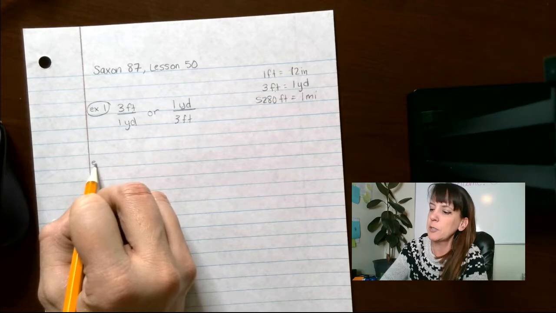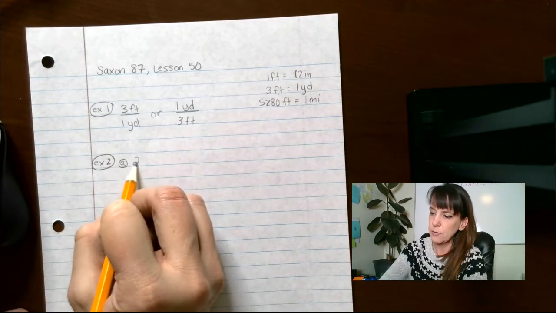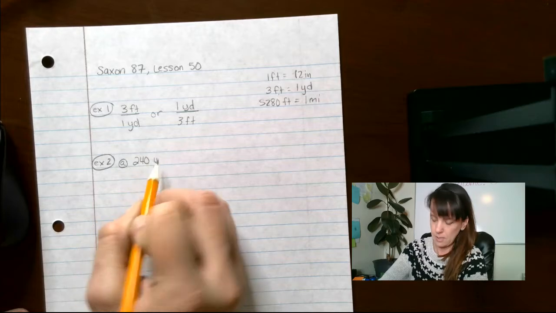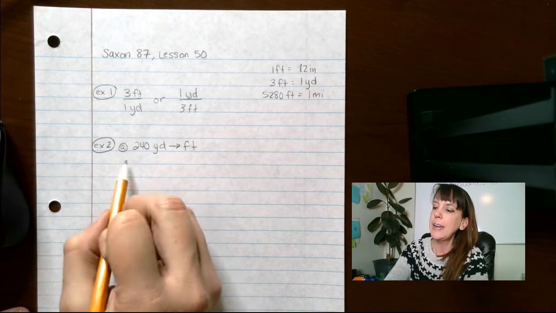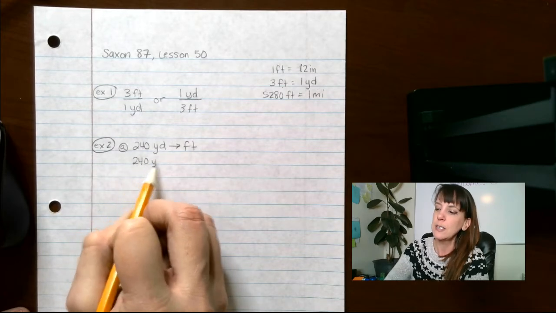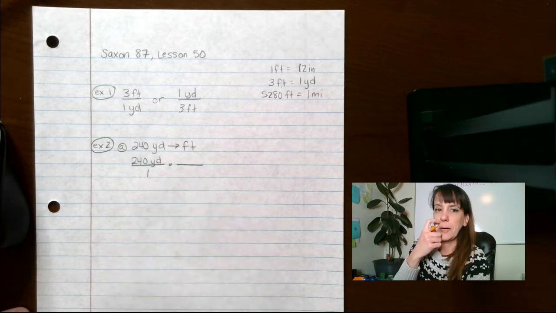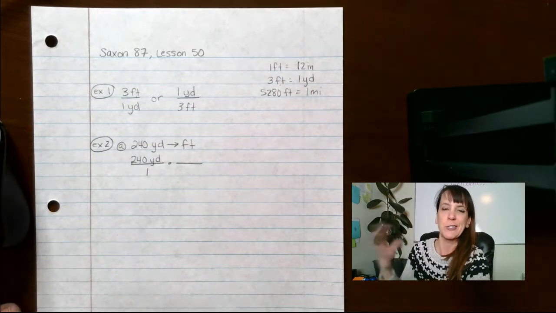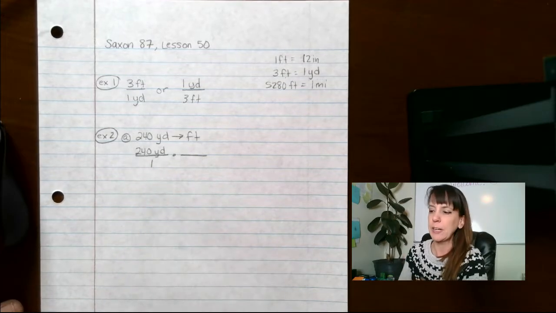Okay, so example number 2, now we're going to use these. Example number 2 is 240 yards to feet. This is how you write the problem down, okay? And now you start by doing 240 yards and you put that over 1. And we're going to be using a unit conversion. And for right now, we're just doing 1 unit conversion. We start to do 2 a little bit later. So this is going to be your setup. Now you're ready to work.